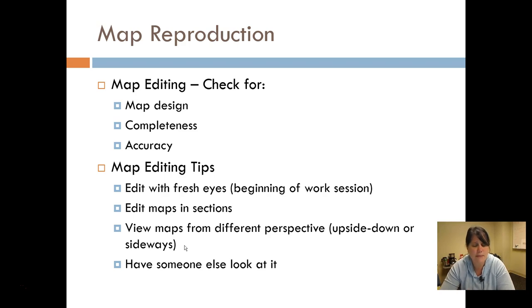And then edit your map in sections. What you can do is create quadrangles on your map and do it in little squares, just moving across to make sure that you're hitting everything on the map, to make sure that you've looked at every small detail. And view maps from different perspectives, upside down, turn the map around to see if something pops out. And then, of course, always have somebody else look at it and give you feedback.